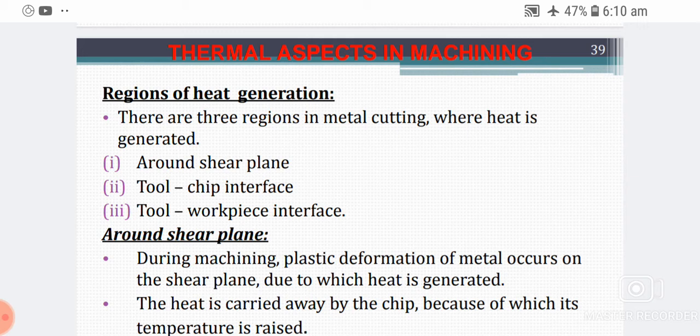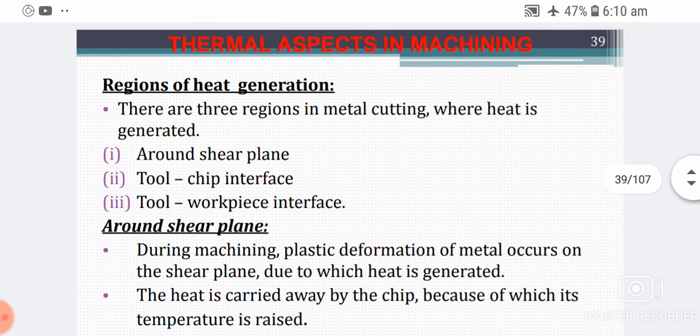What is meant by thermal aspect in machining? This is the region of heat generation. The heat generation in the workpiece material is denoted as the thermal aspect. There are three regions in metal cutting where heat is generated: around the shear plane, the tool chip interface, and the tool work interface.